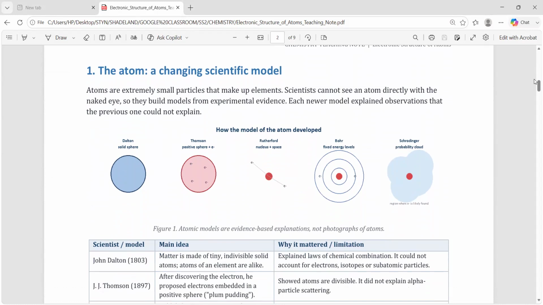The atom itself. So atoms are extremely small particles that make up elements. Now, scientists cannot see an atom. You need to understand that. Scientists cannot see an atom directly with the naked eye, so they build models from experimental evidence. Each newer model explained observations that the previous one could not explain. So we are not entirely saying that the first model is totally wrong. We are just modifying 1 or 2 things from previous models.